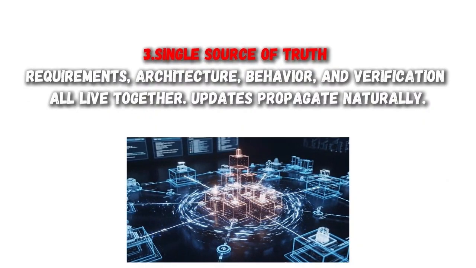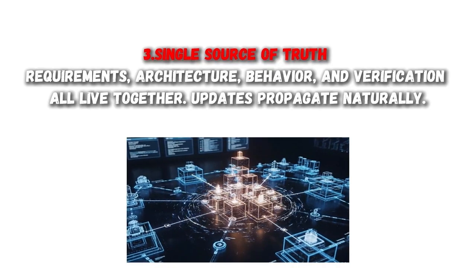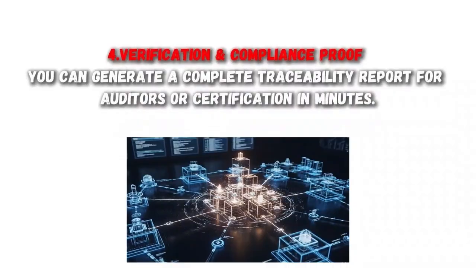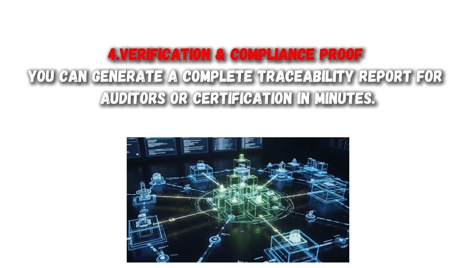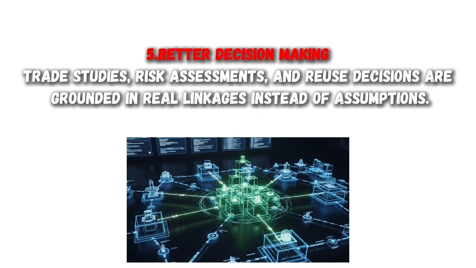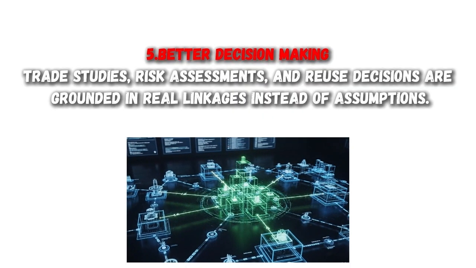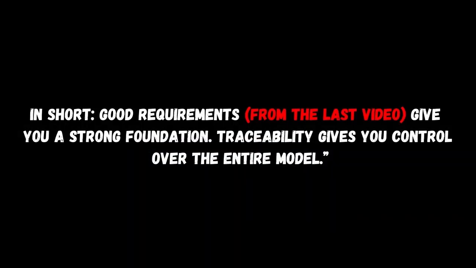3. Single source of truth. Requirements, architecture, behavior, and verification all live together. Updates propagate naturally. 4. Verification and compliance proof. You can generate a complete traceability report for auditors or certification in minutes. 5. Better decision-making. Trade studies, risk assessments, and reuse decisions are grounded in real linkages instead of assumptions. In short, good requirements from the last video give you a strong foundation. Traceability gives you control over the entire model. Without traceability, systems don't fail immediately, they fail later.